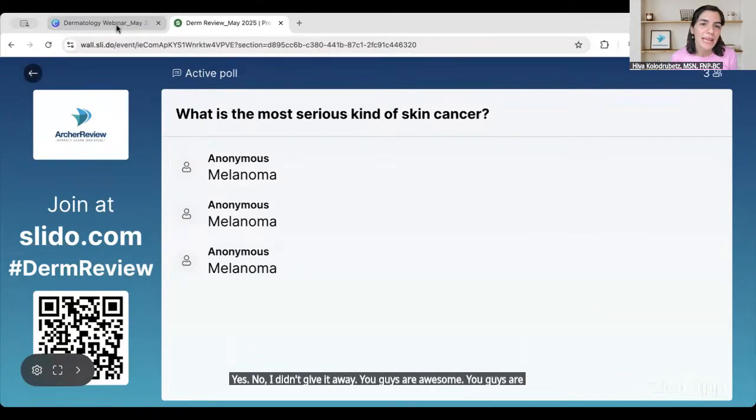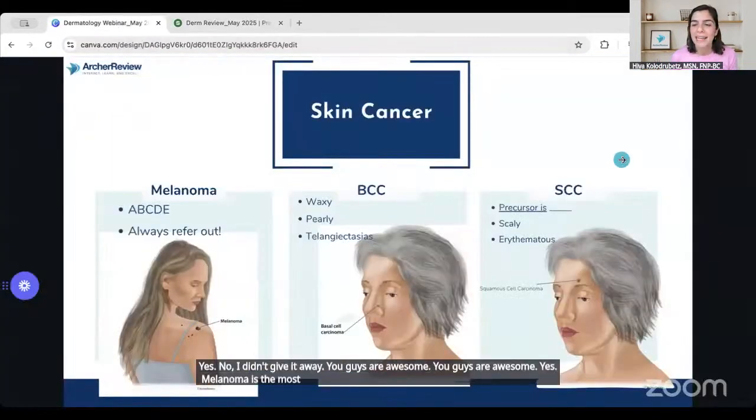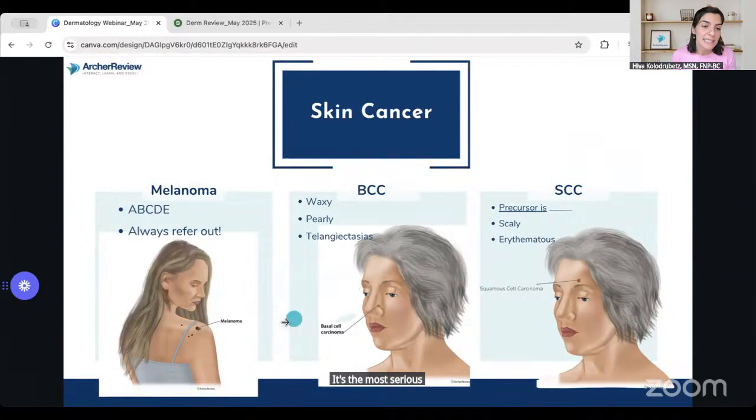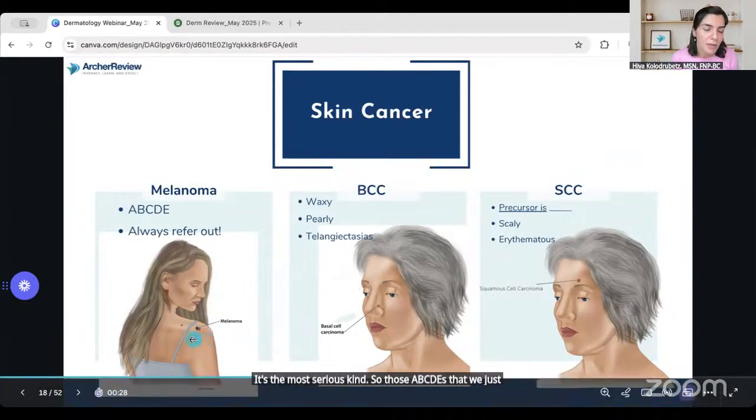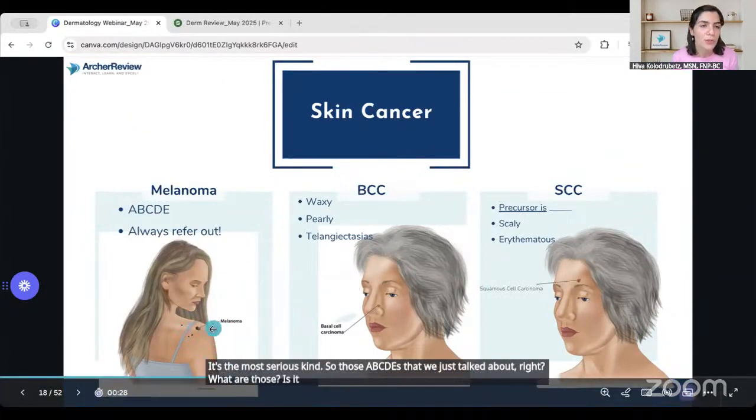Yes, melanoma is the most concerning, right? It's the most serious kind. So those A, B, C, D, E's that we just talked about, right? Is it asymmetric? What does that border look like? Is it changing? Is the diameter more than 6 millimeters? We definitely want to be thinking melanoma.